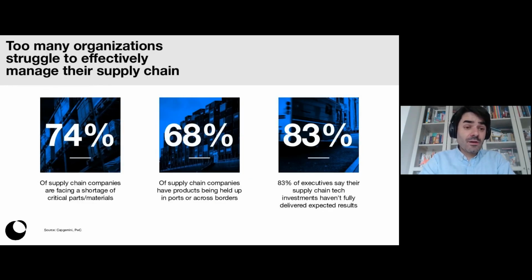So it's no wonder that for many organizations, it's a struggle to effectively manage their supply chain. As an example, 74% of supply chain companies are facing a shortage of critical parts and materials today. 68% of supply chain companies have products being held up in ports or across borders. And finally, 83% of executives say that their supply chain technology investments haven't fully delivered the expected results. So these paint a bit of a dire picture, as you can see.